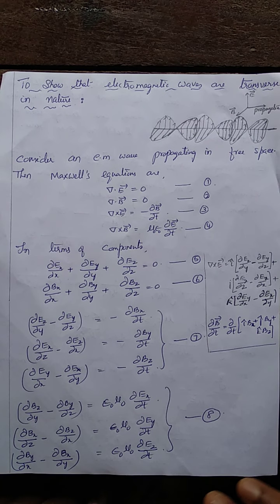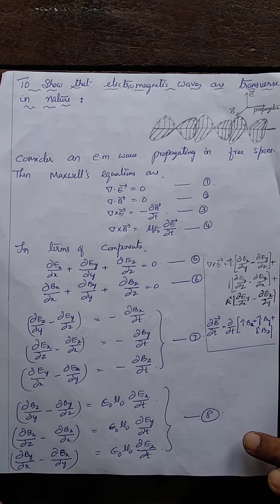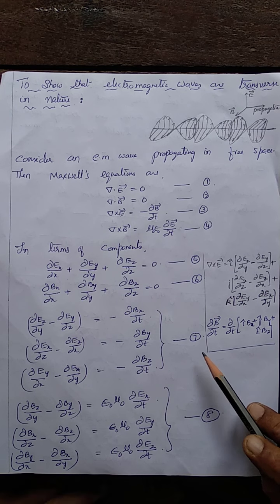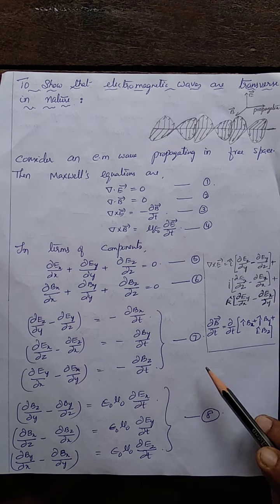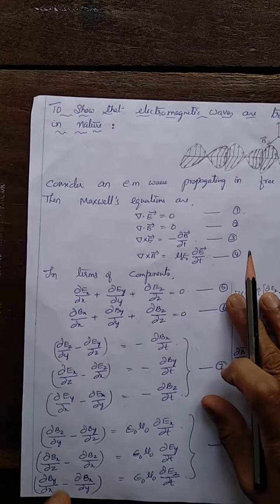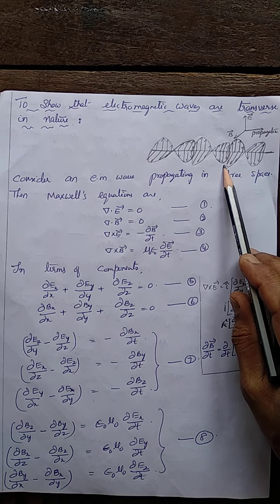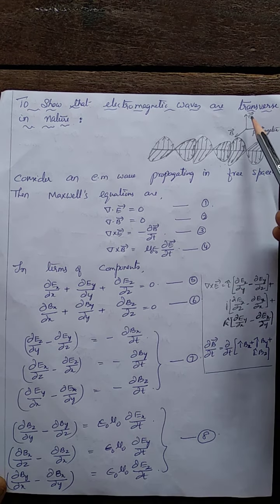Dear students, today let us show that the electromagnetic waves are transverse in nature using Maxwell's field equations. Say this is the representation of an electromagnetic wave, with the electric vector and magnetic vector vibrating at right angles to each other. This is the direction of propagation of the wave.